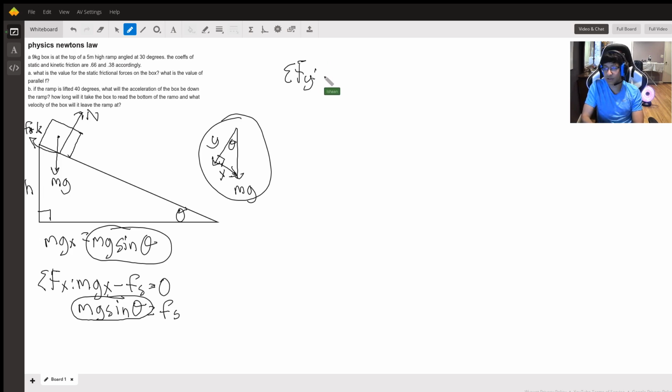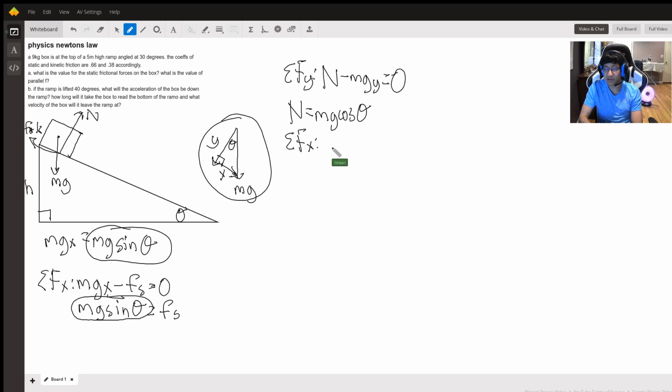So in our y direction here, we have N, which is positive, then we have minus mg_y, which is negative. That's going to equal 0, since even though there's acceleration, the acceleration in the y direction with respect to the plane is 0. It's not moving in that direction. So that means that N equals mg cos theta this time, because our y in our mg diagram is actually adjacent to our theta. So that's our normal force.